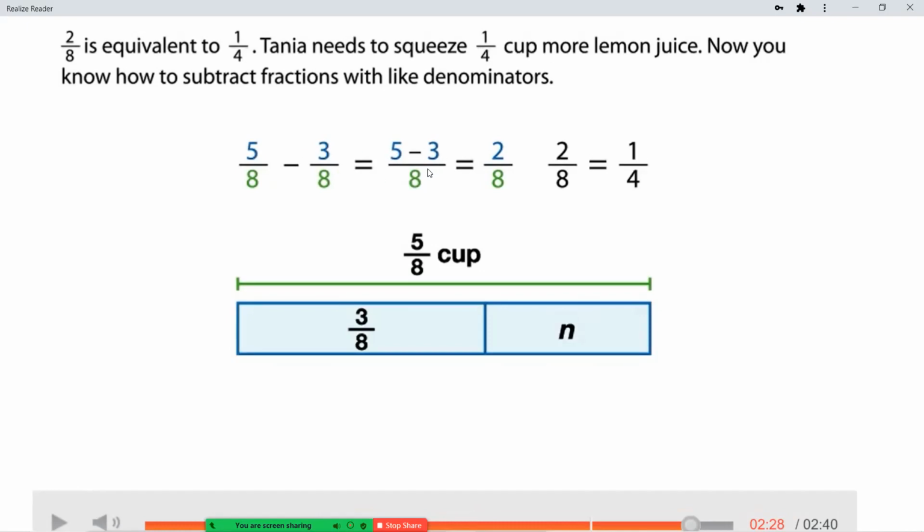So here they did the 5 minus the 3, which is all going to be in 1/8 size pieces, and they made it 2/8. So this is just a different way to write what you have over here. So don't let it confuse you.